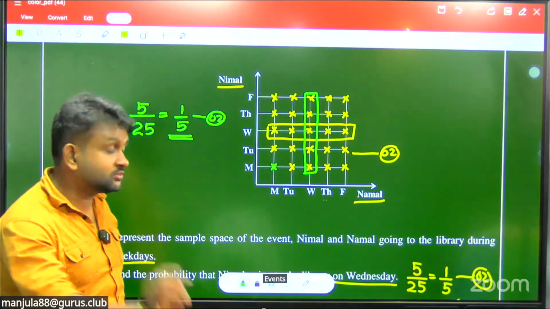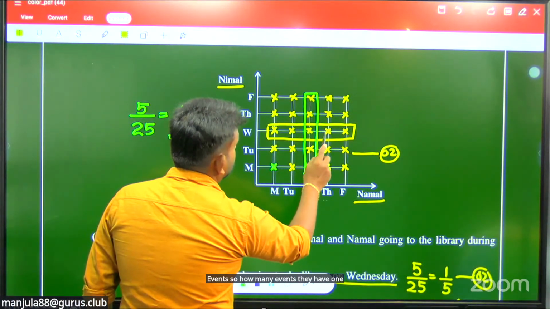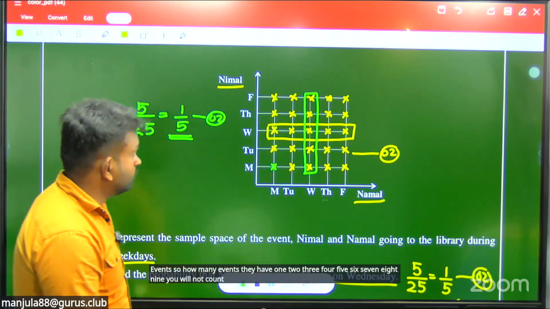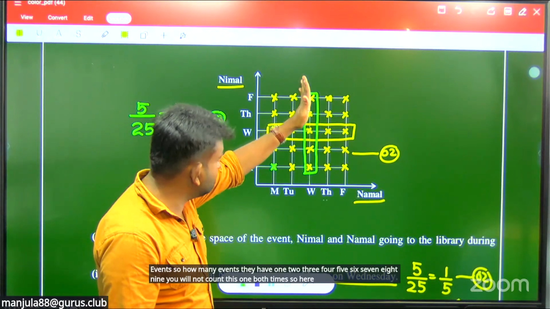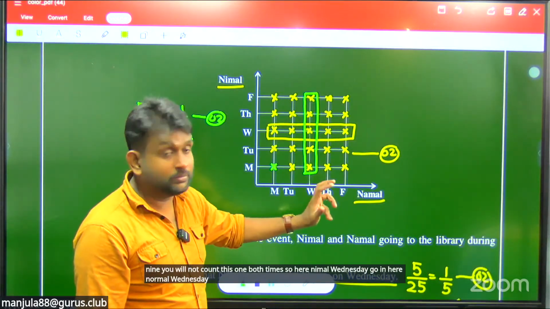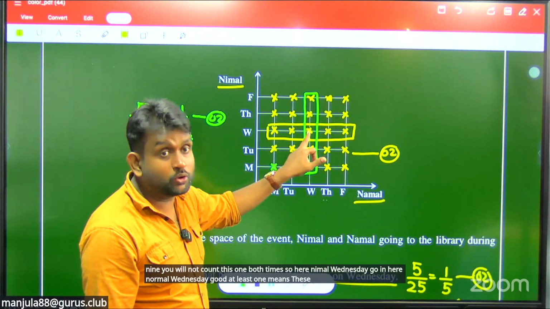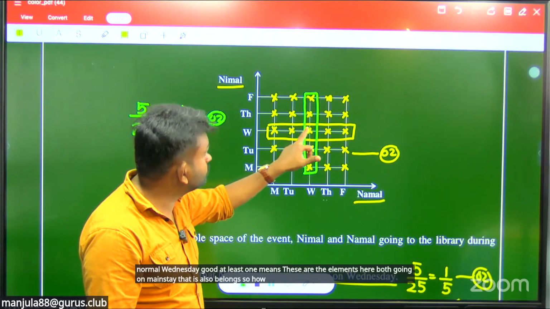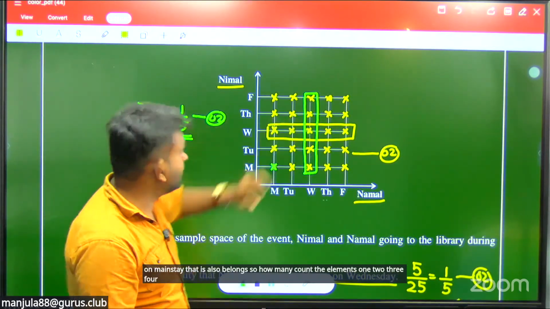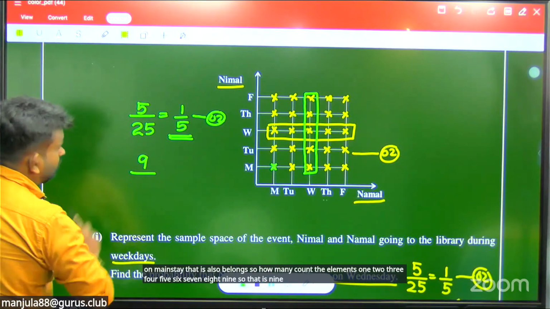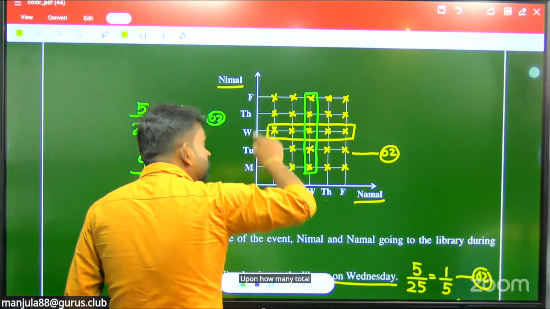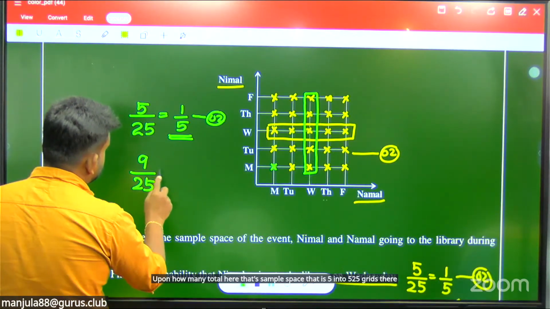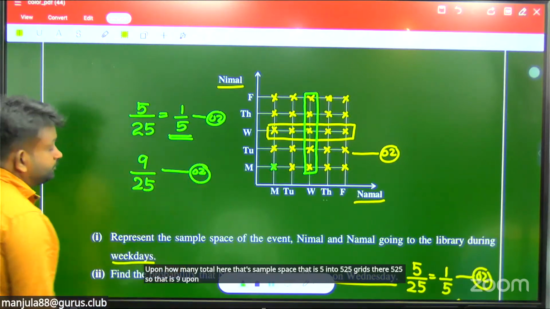So how many events are there? 1, 2, 3, 4, 5, 6, 7, 8, 9. You will not count this one both times. Here Nimal goes on Wednesday, here Namal goes on Wednesday. At least one means these are the elements. Here both go on Wednesday, and that also belongs. So how many elements do we count? 1, 2, 3, 4, 5, 6, 7, 8, 9. So that is 9 upon the total, the sample space, which is 5 into 5, 25 grids. Right, 25. So that is 9 upon 25, 2 marks.